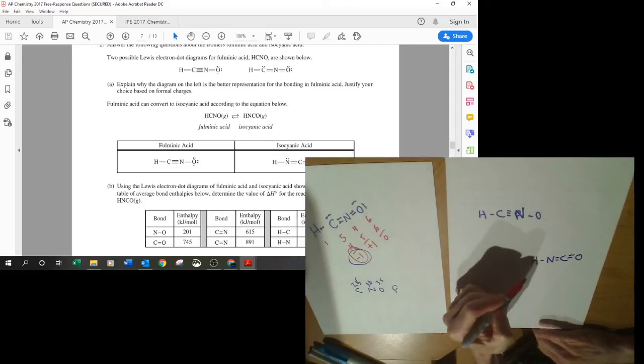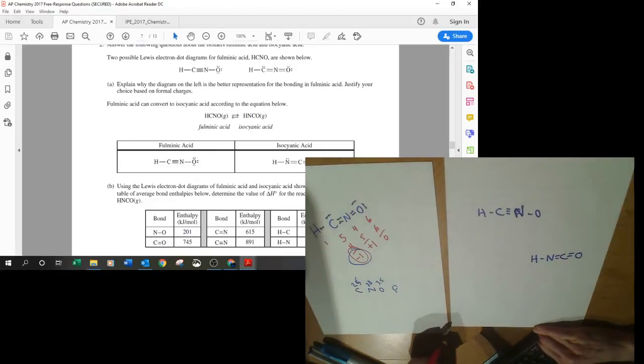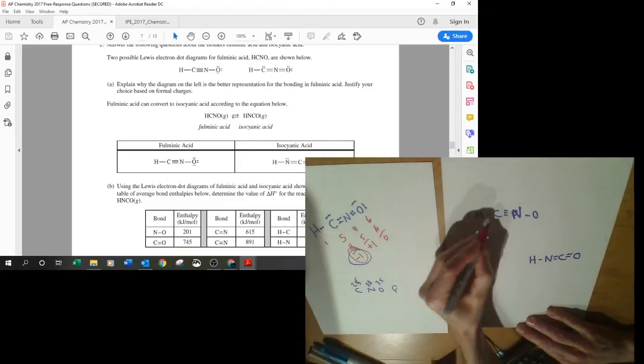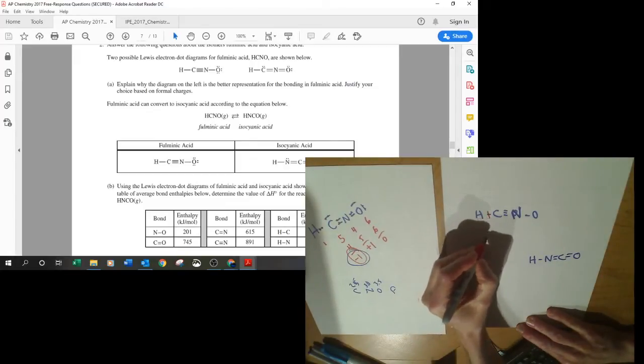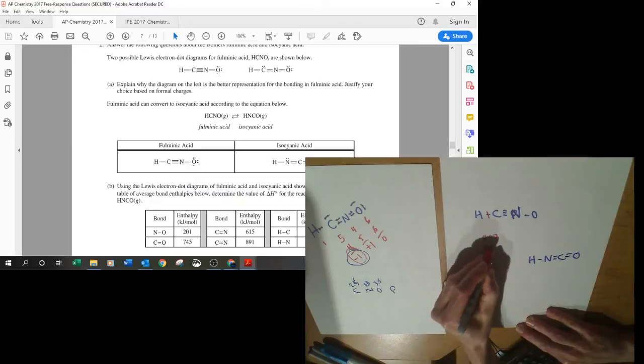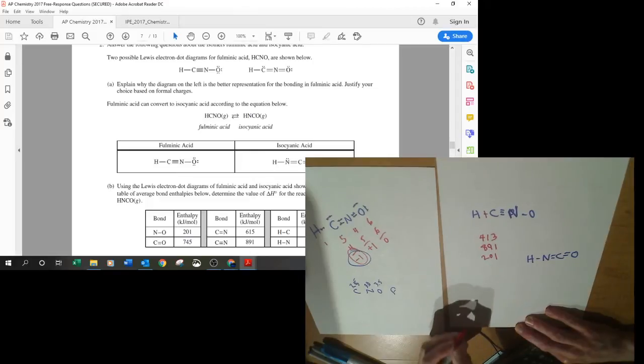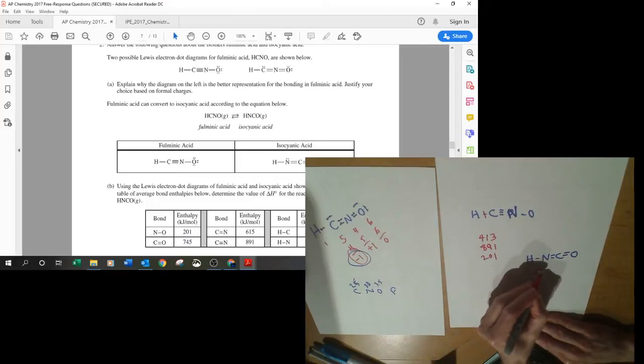Nothing stays the same in either of these that I can see. So we have to break all the bonds of fulminic acid and make all the bonds of isocyanic acid. So we're going to break a CH, which is 413. We're going to break a C triple bond N, which is 891. And we're going to break an N single bond O, which is 201. And we're going to make an NH, which is 391. We're going to make a C double bond N, which is 615. And we're going to make a C double bond O, which is 745.